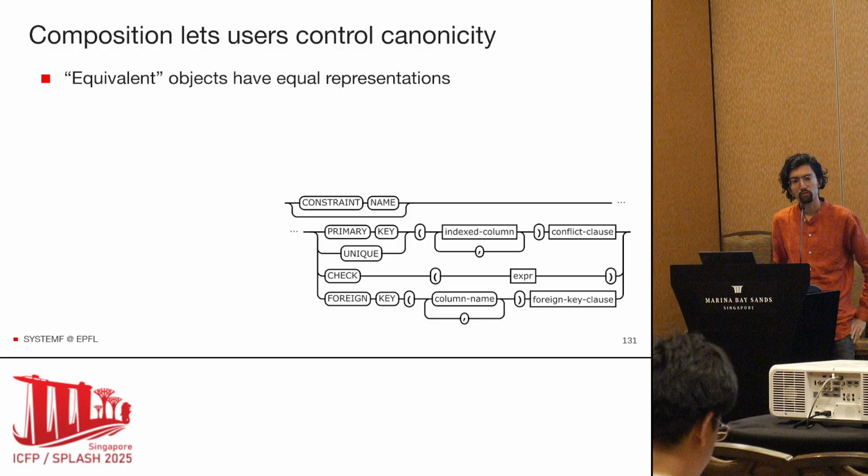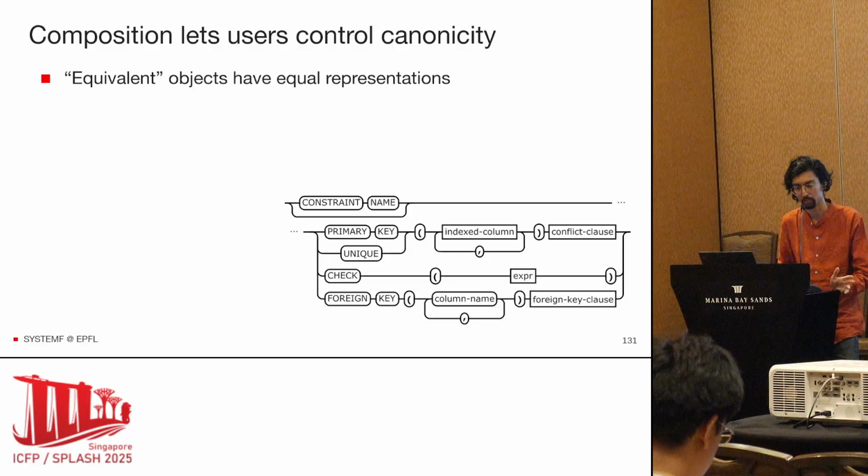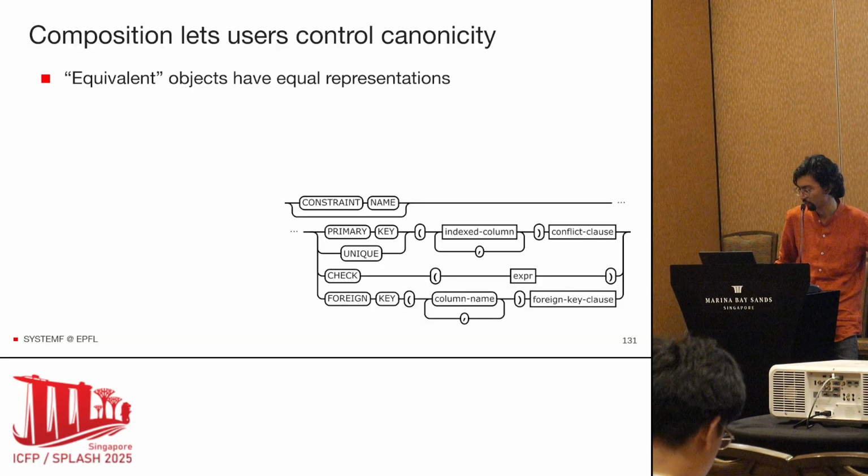As an example of how our compositional approach enables canonicity, here's a layout produced by our compiler. There's a 3-way choice on the bottom between the primary key unique stuff, check, and foreign key, etc.